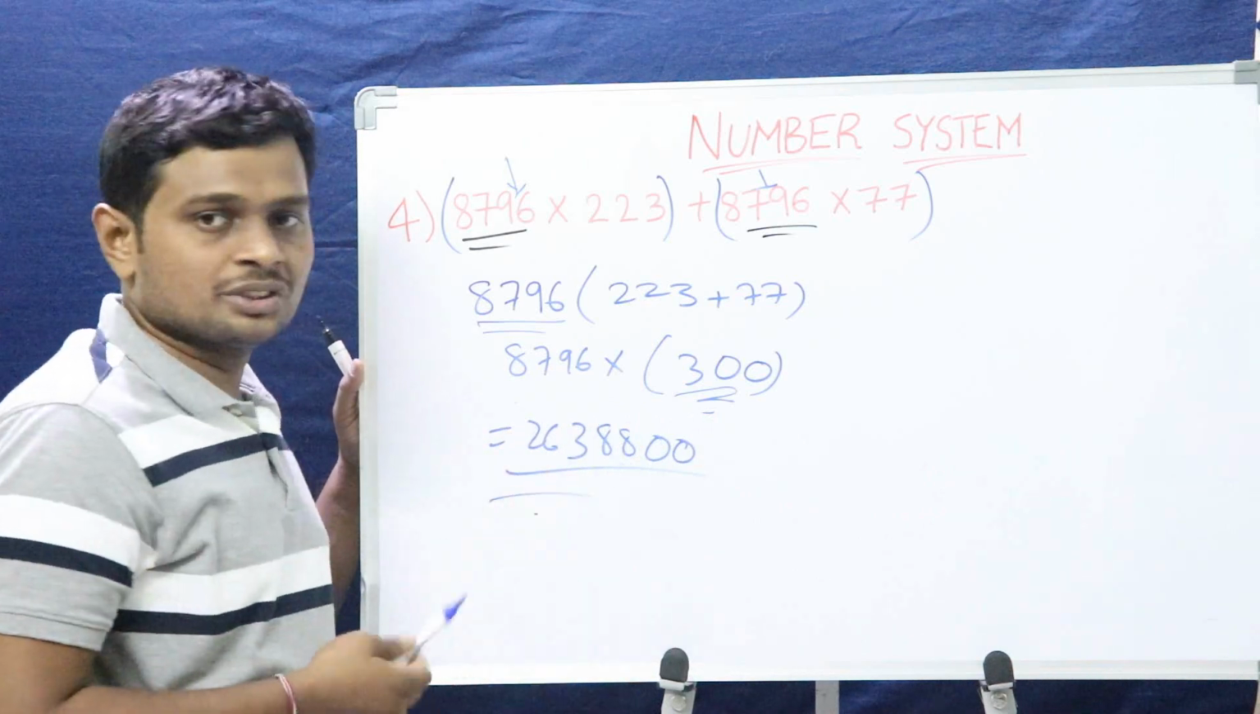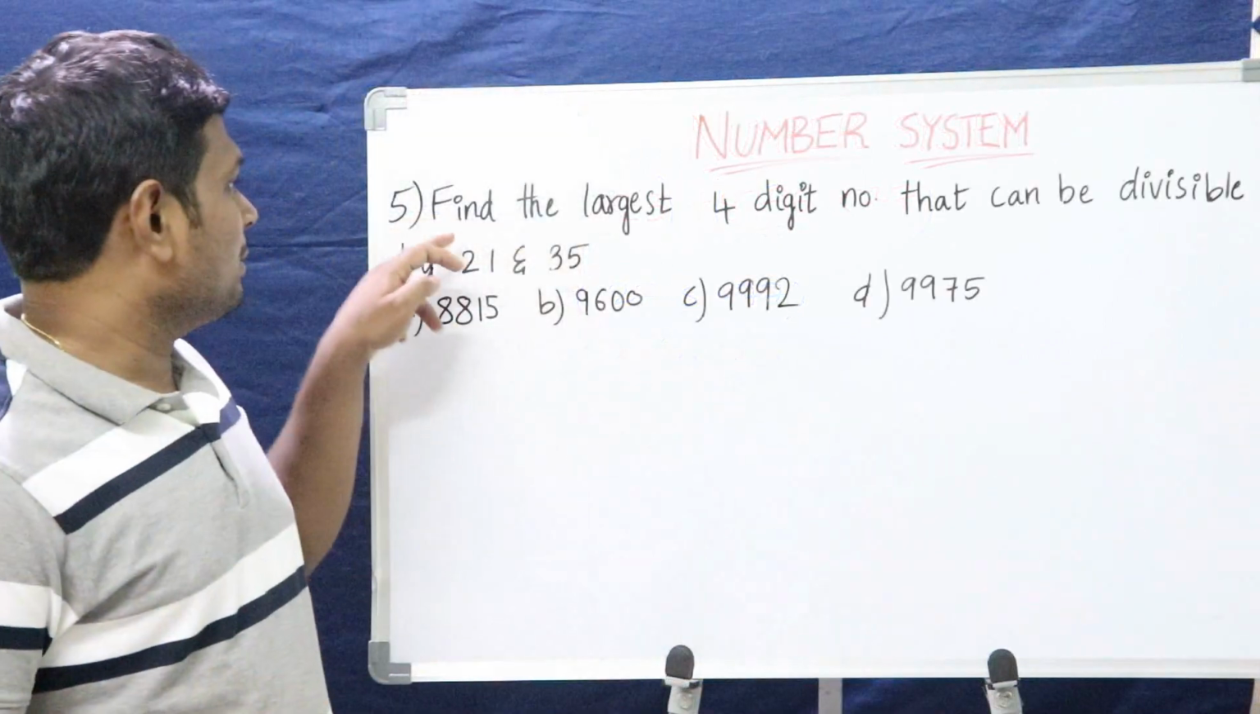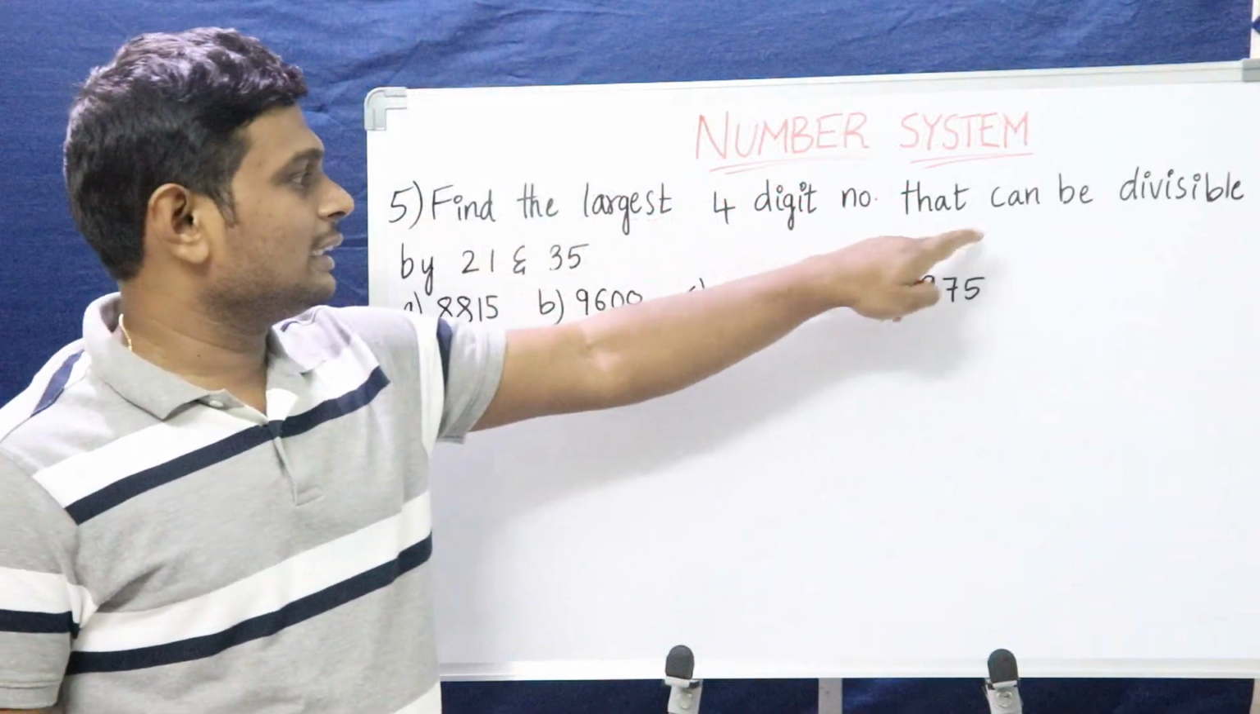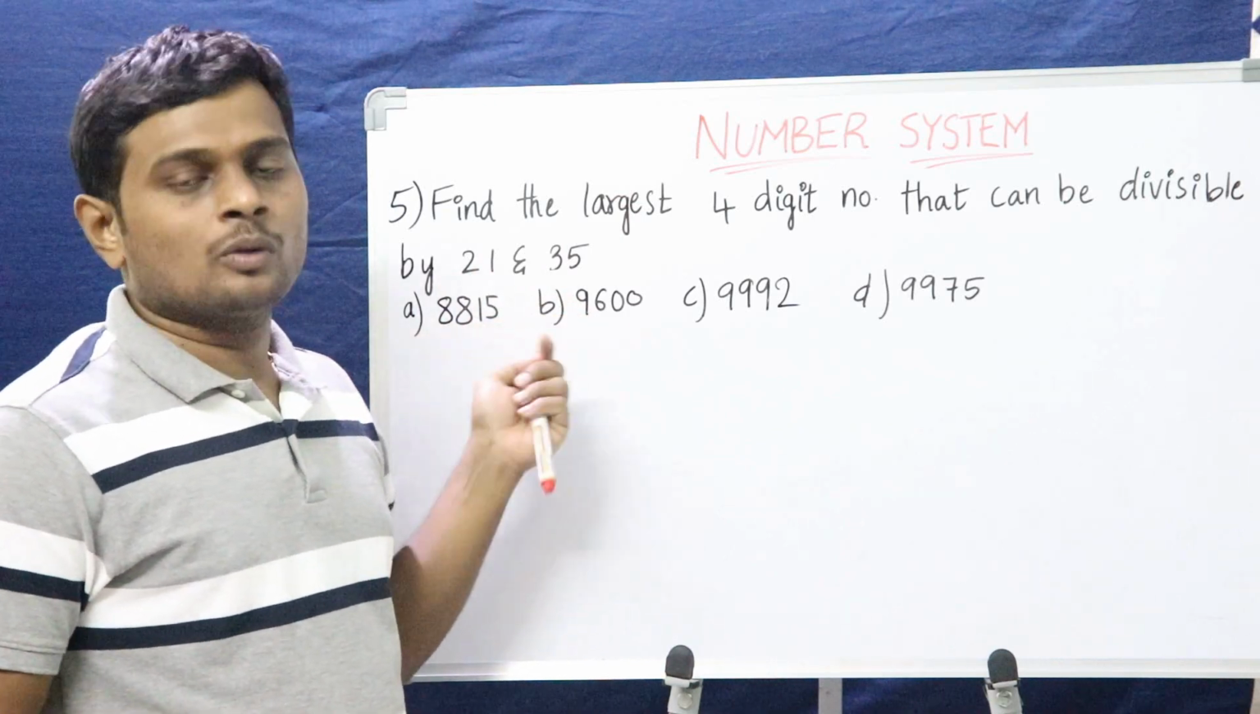This is the solution for the problem. Let me take one more example. Okay, let me solve this problem. Find the largest 4-digit number that can be divisible by 21 and 35. We were given 4 options. How can we solve this?